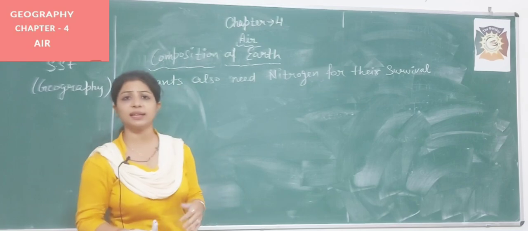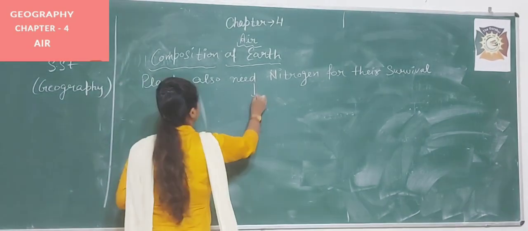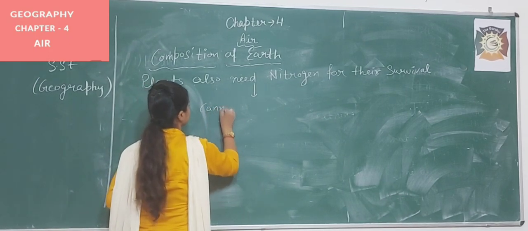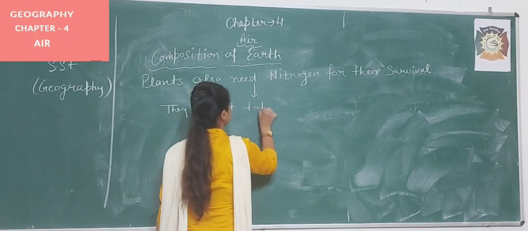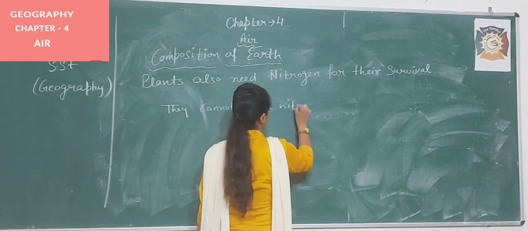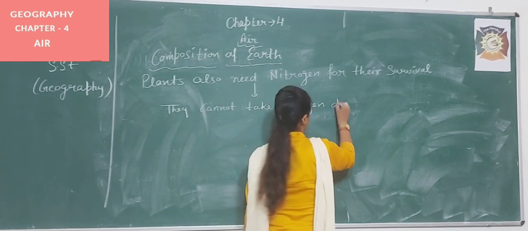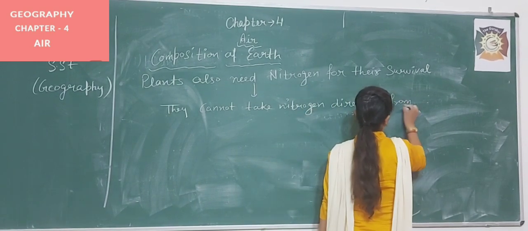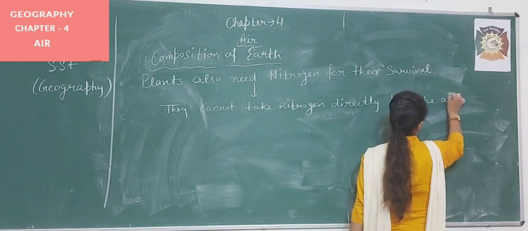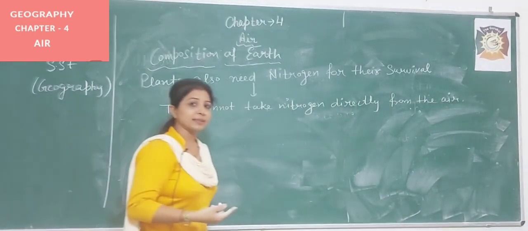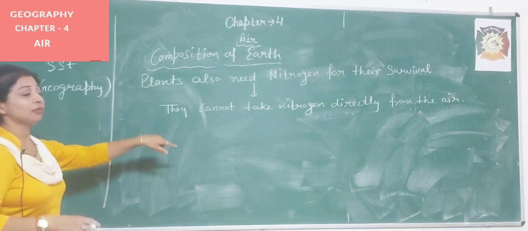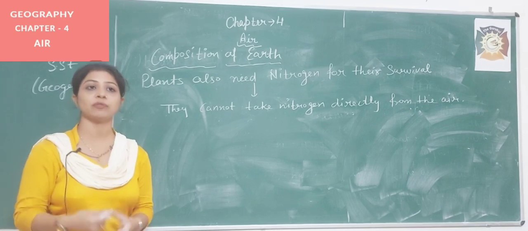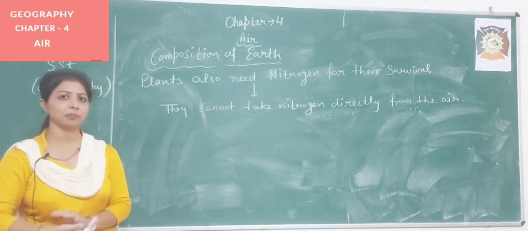So we can say plants cannot take nitrogen directly from the air. Okay, plants use nitrogen for their survival, but they cannot take nitrogen directly from the atmosphere, from the air. Then how? Who helps them to take it?